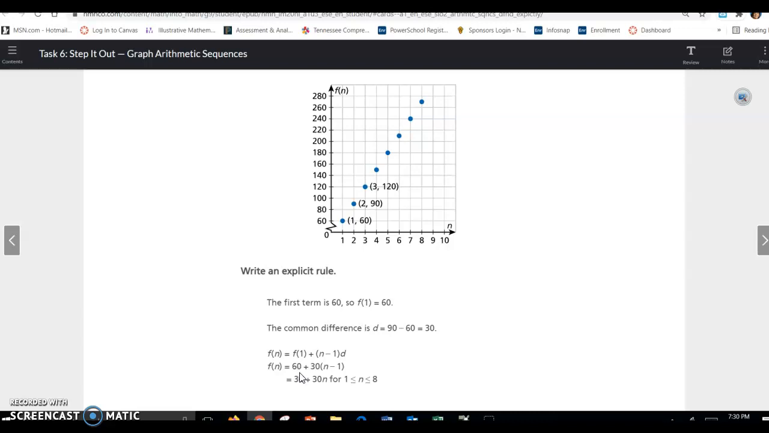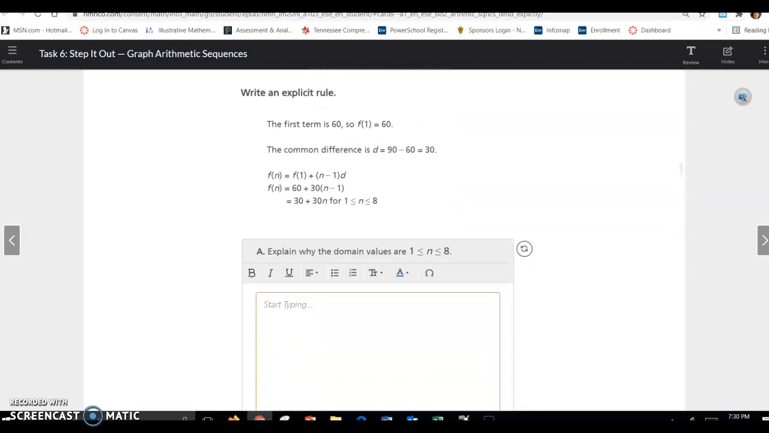explicit rule. So we're going to take the first term and subtract to get to the previous term. So that would be 60 minus 30, or 30. And then we can do 30 plus our common difference of 30n. And that's going to be for all n between 1 and 8. Why between 1 and 8? Because that's how far our dots go on the graph. So that's what's graphed. So that's what our domain would be.